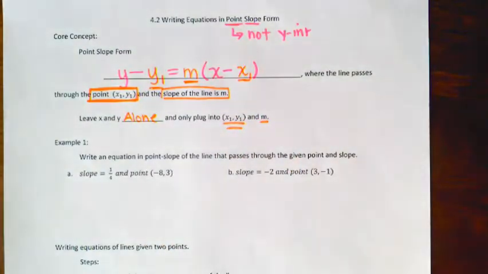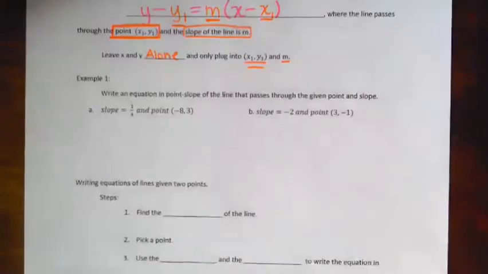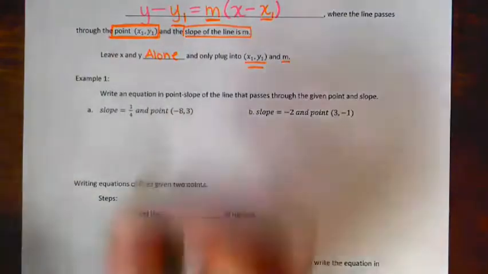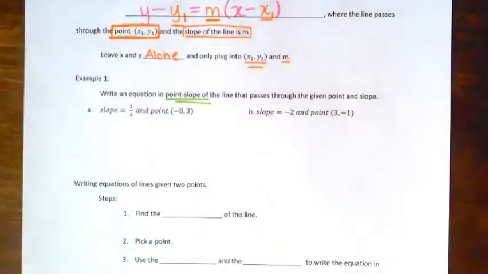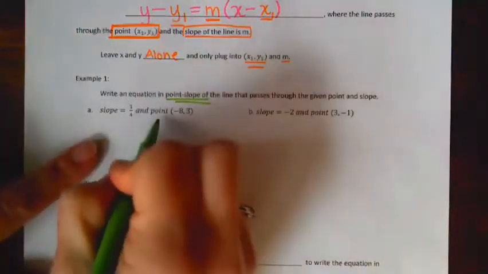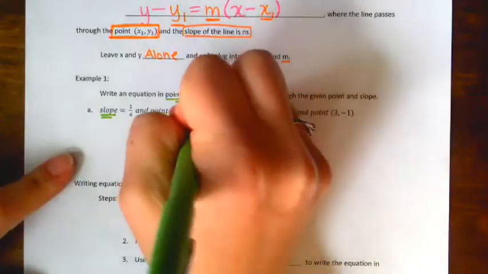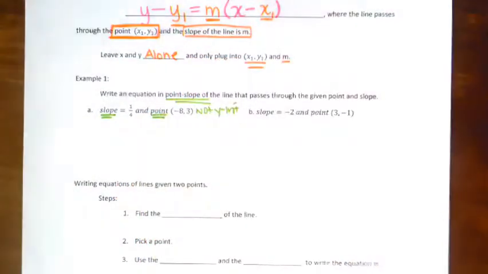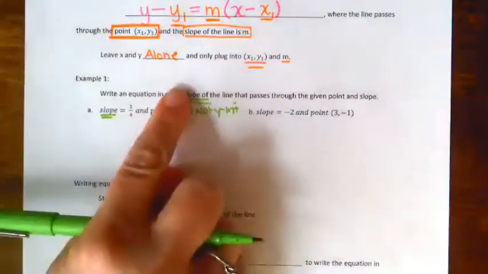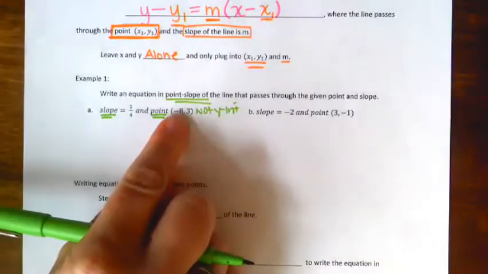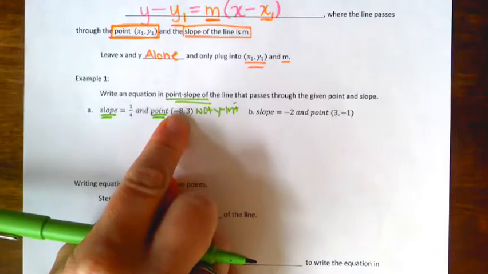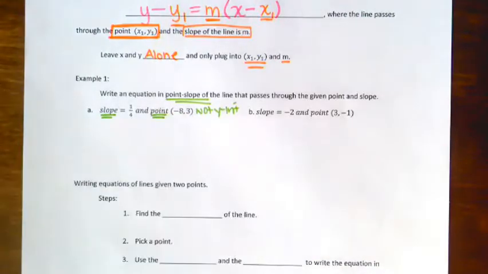As I look at example 1 here, write the equation in point slope form. So you don't have to go into slope intercept. It says write it into point slope, and we do that because they give us a point and a slope. And this point is not our y-intercept, is it? Why is negative 8, 3 not our y-intercept? Because there's no 0 in front. The x is not 0, so it's not the y-intercept.